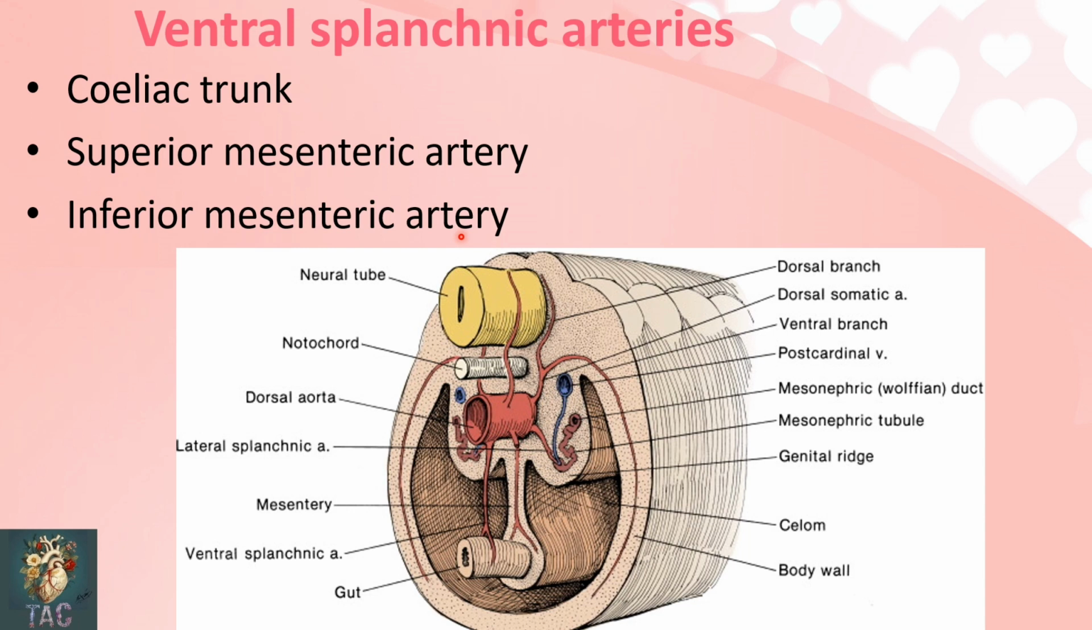So again I repeat, this is the dorsal aorta. This one is the somatic branch, also called the intersegmental, which gives off two branches, dorsal and ventral. Then the lateral splanchnic branches supplying the gonadal areas and mesonephric areas, and then the ventral splanchnic branches, and the terminal continuation are the umbilical arteries.